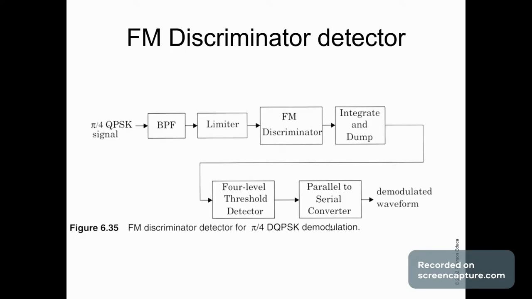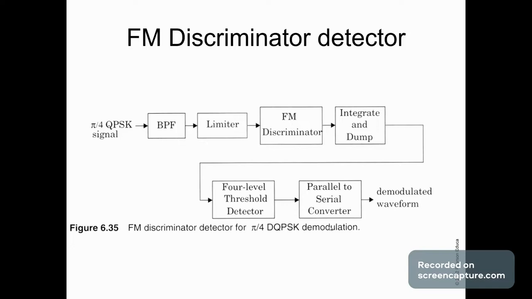Now, FM discriminator, this is the third technique. So the input signal is filtered using BPF, and then hard limited using a limiter circuit to remove the fluctuations. The FM discriminator extracts the instantaneous frequency deviation of the received signal. The demodulated signal is then fed into an integrate and dump circuit and gives the phase difference between two sampling instants. The phase difference is then detected by a 4-level threshold detector to obtain the original signal.